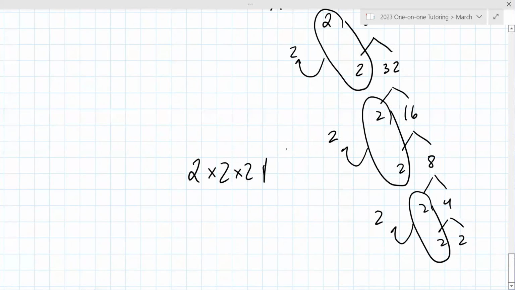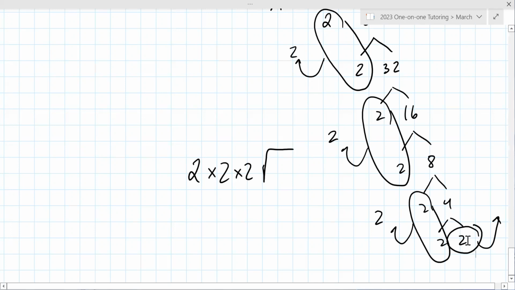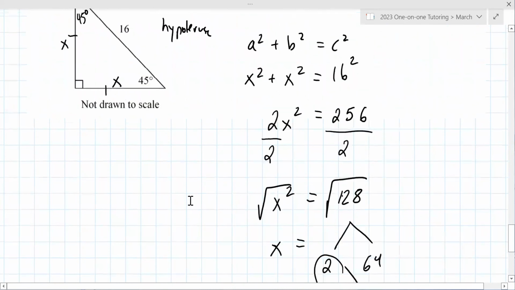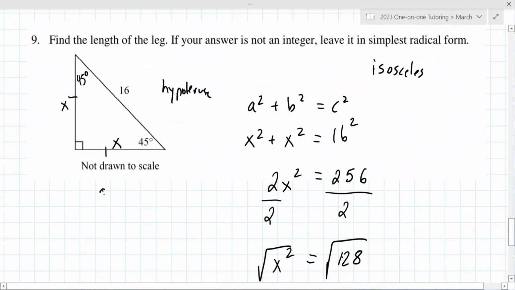And what's left over? What's not paired up? There's a 2 down here that's not paired up. Do you see that? All right, so this becomes 8. 4 times 2 is 8. 8 square root 2. So that's our value of x.